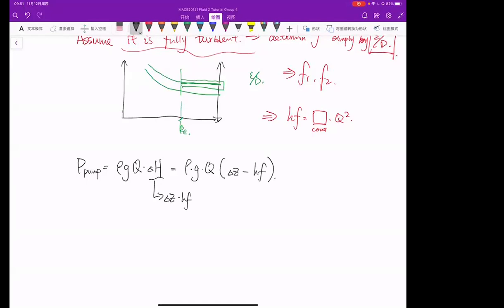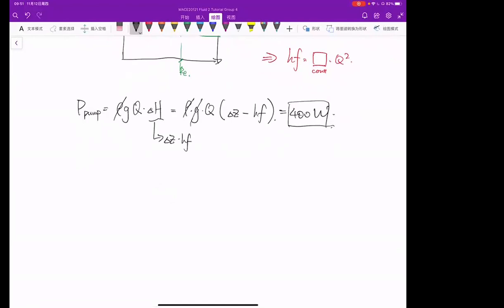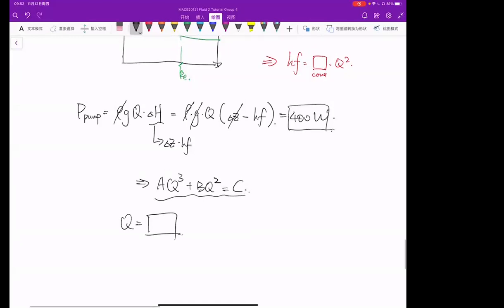So then this one is 400 watts. This is given in the problem, in the question. So we have rho, G, and delta Z. This will give us a cubic equation in Q, of the form Q cubed plus A times Q plus a constant C equals zero. For this type of equation we mentioned in the previous tutorial, we use interpolation to find Q. I won't pay too much attention to this anyway. So then you will finally get Q by several iterations. And that is what we want here.